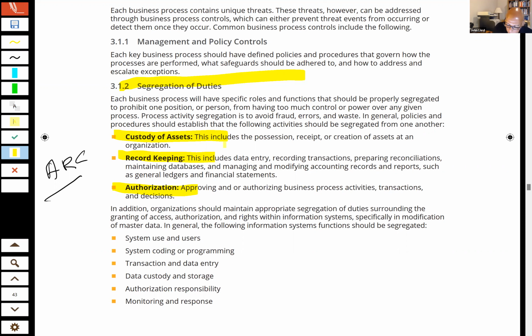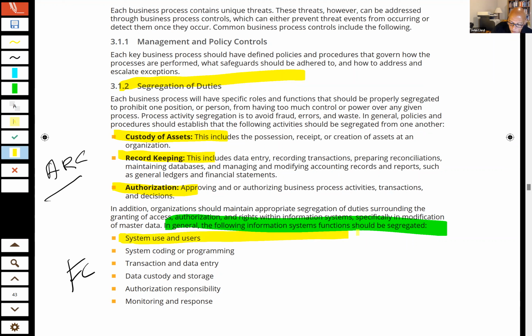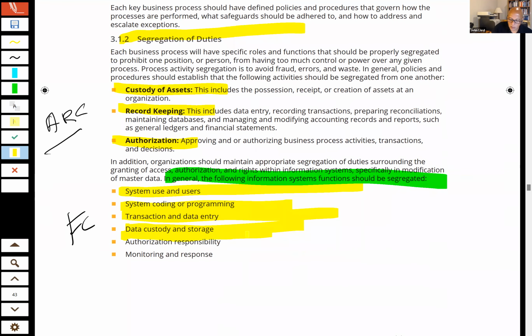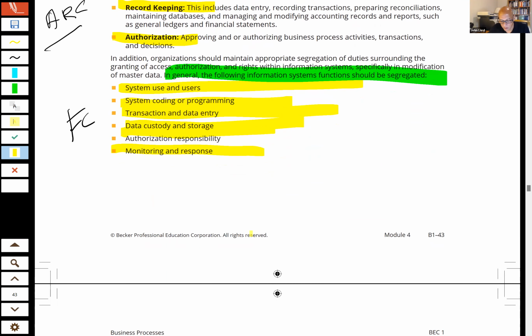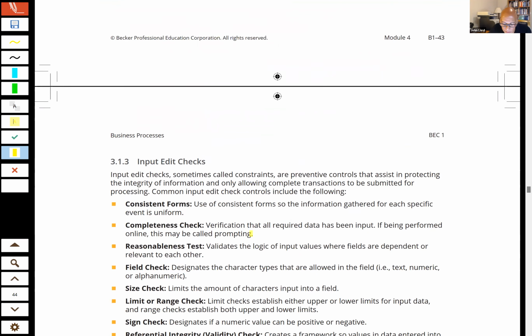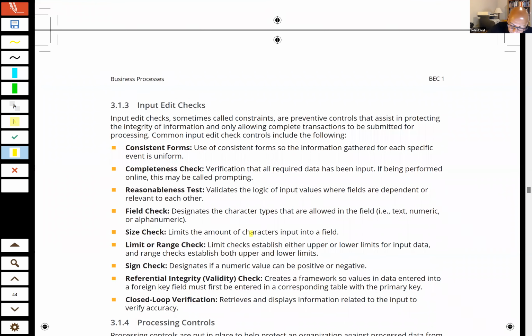Now, we can look at this concept of separation of duty in an IT department. So let's start to flashcard that. So there should be separation between the system use and users, system coding or programming, transaction and data entry, data custody and storage, authorization responsibility, monitoring and response to exceptions. And so go ahead and flashcard those separations that are relevant to IT. Looking at input and edit checks. Okay.